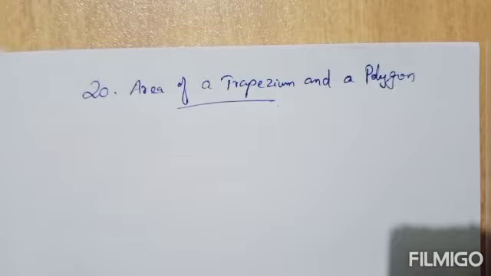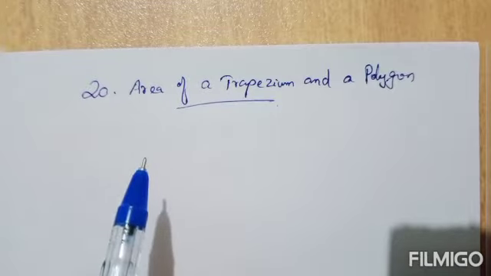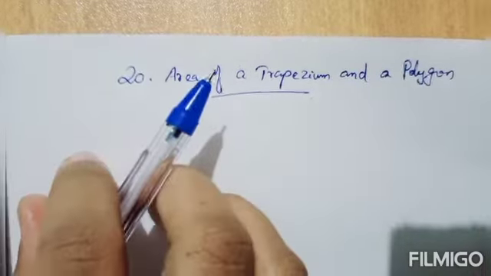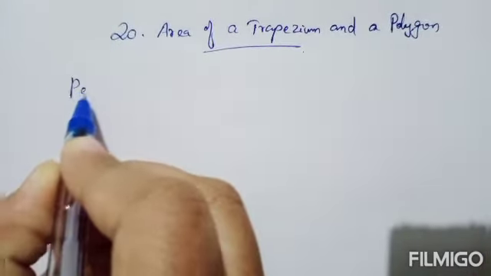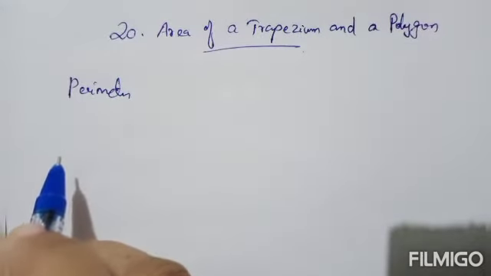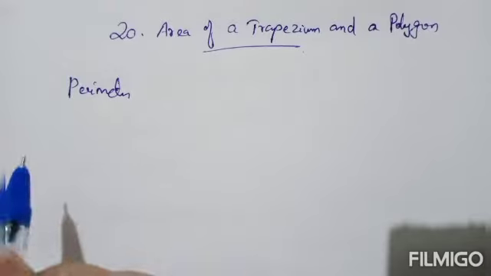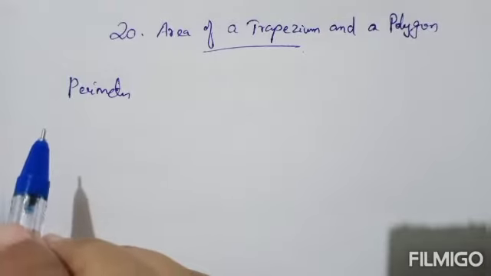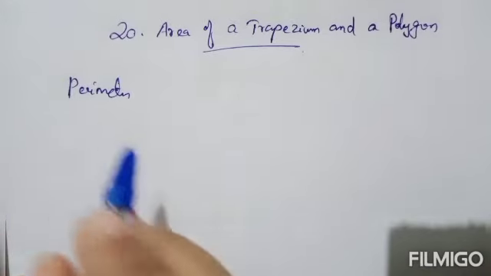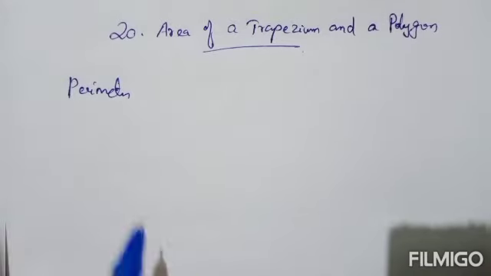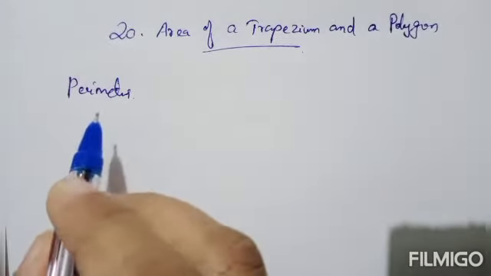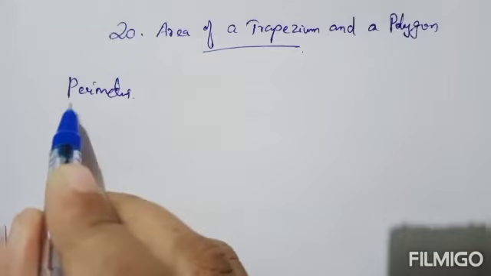So our next chapter is chapter 20, area of a trapezium and a polygon. Okay. So what do you mean by perimeter? Perimeter means it is the length of its boundary. Perimeter of a square means the sum of the lengths of its four sides. Perimeter of a triangle means the sum of the lengths of its three sides. So perimeter means the length of its boundary. It is called a perimeter.